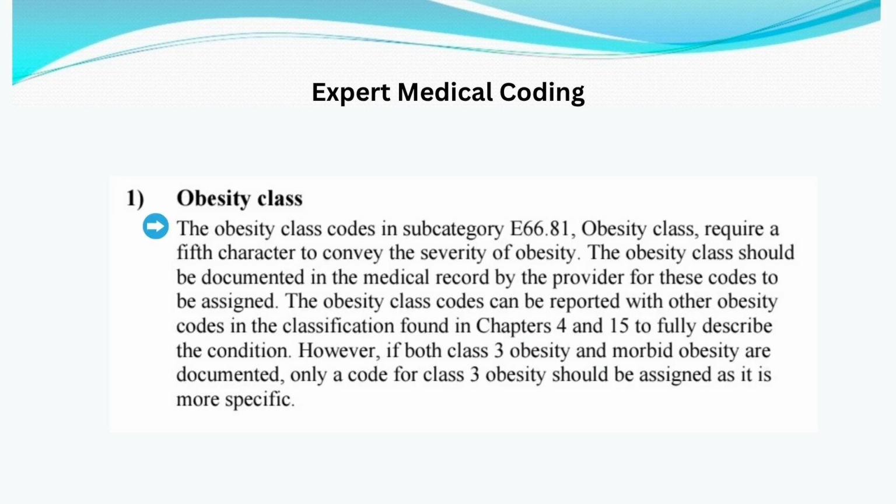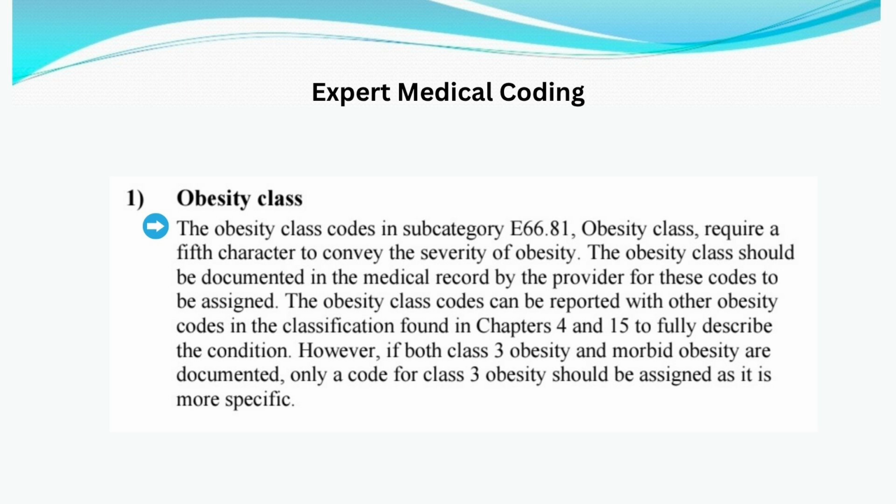The obesity class codes in subcategory E66.81, obesity class, require a sixth character to convey the severity of obesity. The obesity class should be documented in the medical record by the provider for these codes to be assigned. The obesity class codes can be reported with other obesity codes in the classification found in Chapter 4 and 15 to fully describe the condition. However, if both Class 3 obesity and morbid obesity are documented, only a code for Class 3 obesity should be assigned as it is more specific.